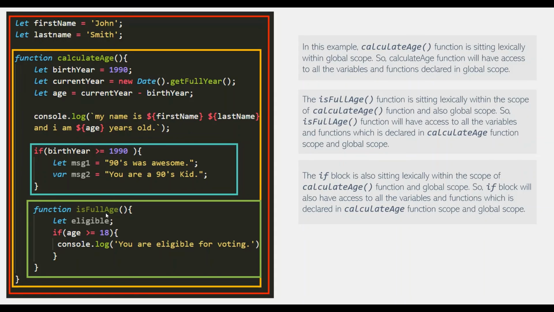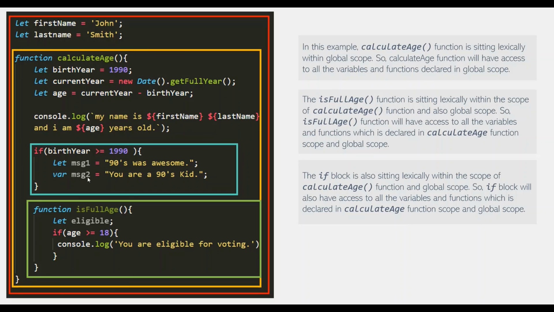And when we have adjacent scopes, one scope cannot access the variables and functions of its adjacent scope. So inside the isFullAge function, you cannot use this message1 variable because it is declared inside the if block. And inside the if block, you cannot use this isEligible variable. But this message2 variable can be accessed by the isFullAge function. Why? That's because message2 does not have a block scope. It has a function scope.